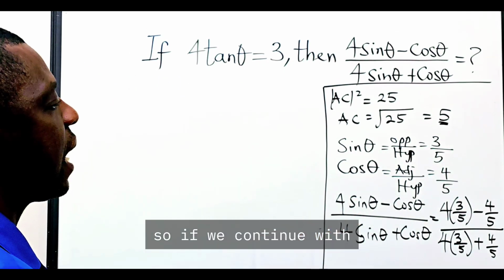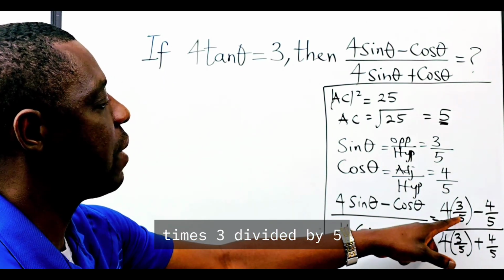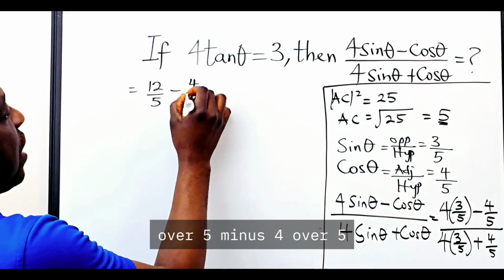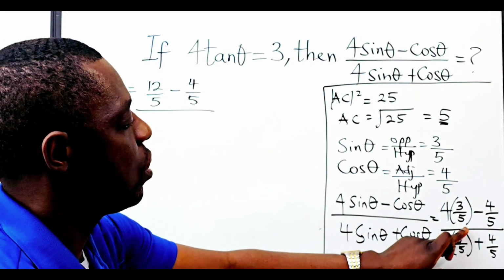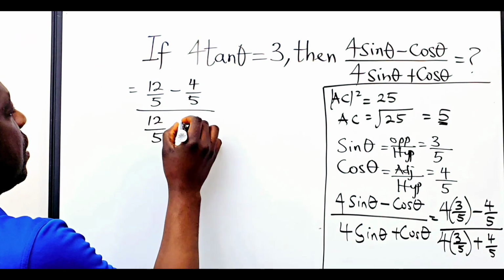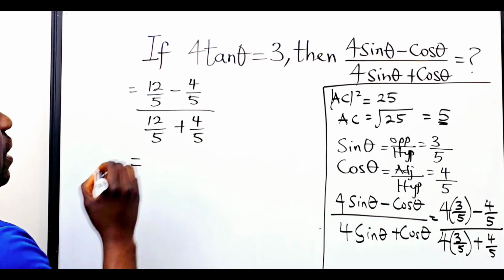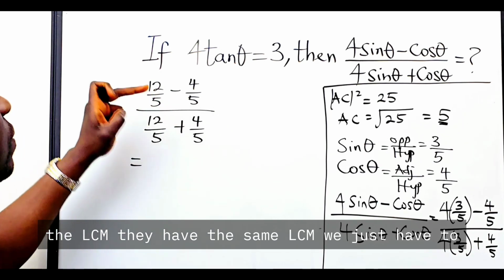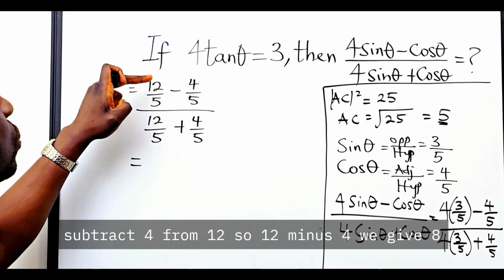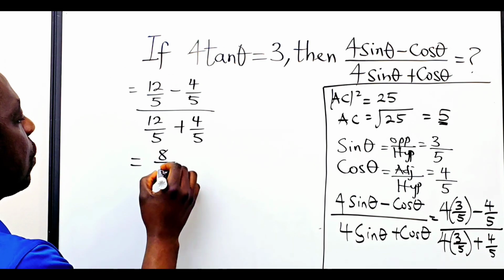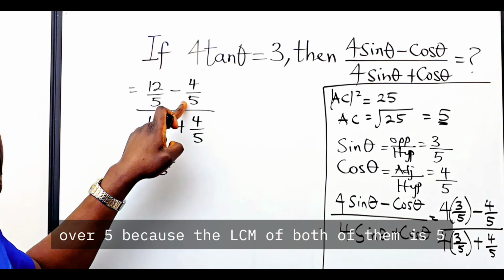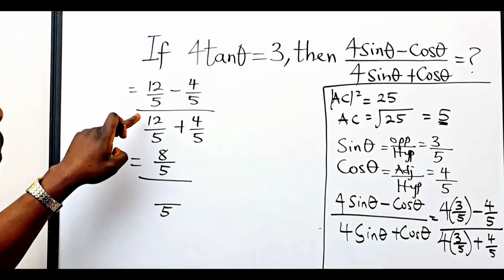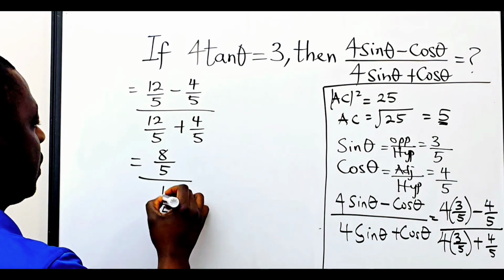So if we continue with that, we're going to have 4 times 3 divided by 5, which is 12 over 5. 12 over 5 minus 4 over 5 divided by 12 over 5 plus 4 over 5. And because they have the same LCM, we just have to subtract 4 from 12. So 12 minus 4 gives 8 over 5, because the LCM of both of them is 5. Divided by, they have the same LCM, which is 5, 12 plus 4, which is 16.